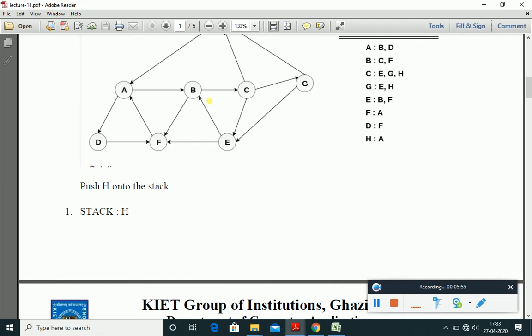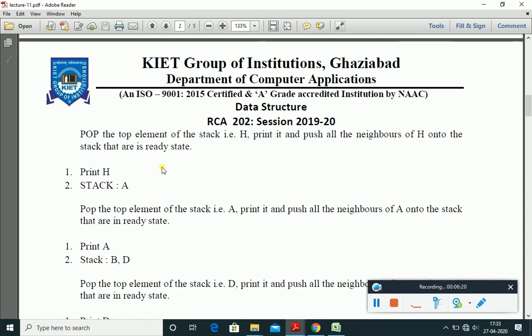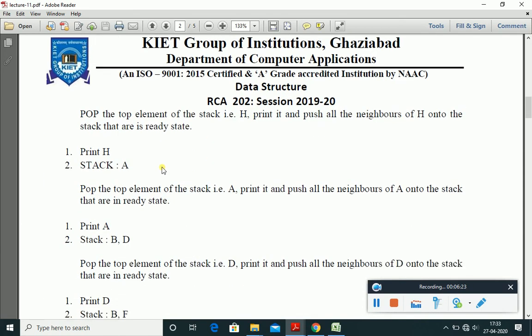You can push both vertices in any arbitrary order. Either you can push B first or you can push D first. It will create two different sequences, but both are allowed and both will be correct. There will be no difference, because there is no such order in which we should push a vertex first. So you can push any of the vertices. So we are pushing B first, then we are pushing D, so D is at the top.